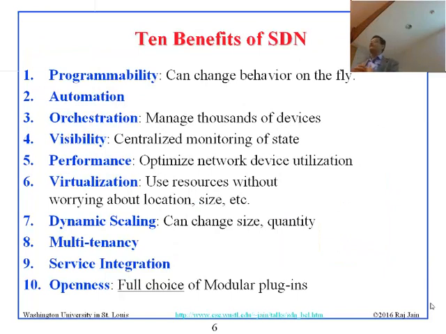So what does software defined do? If you make it software defined, what do you get? First thing you get is the programmability. You can change the behavior on the fly. Automation, you can basically automate things. You can write a program to control the program. And so human beings don't have to sit down and press the keys.